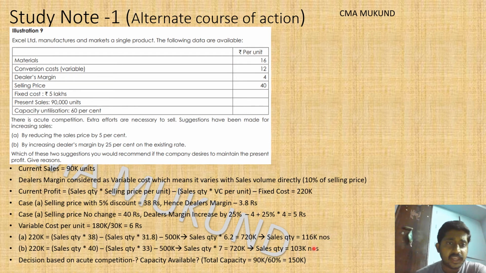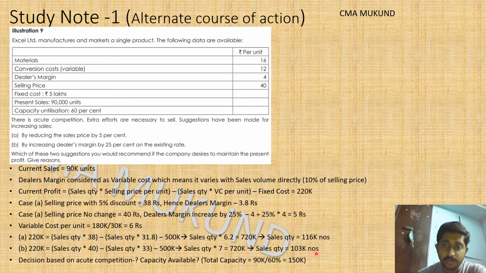Or in another case, extra effort is required to sell. So if you sell a larger quantity, more effort is required and it will add more cost. So in that case, looking at less effort to achieve the same level of profit, from the finance department's point of view we can suggest the second option: to maintain the same profit you can sell the lesser quantity, which is 103k.